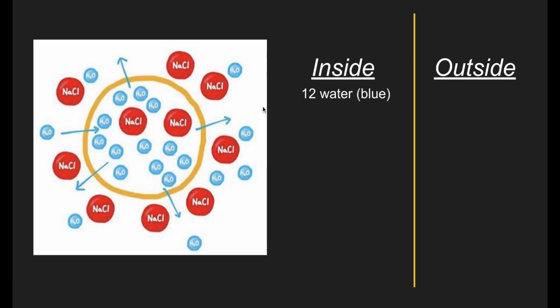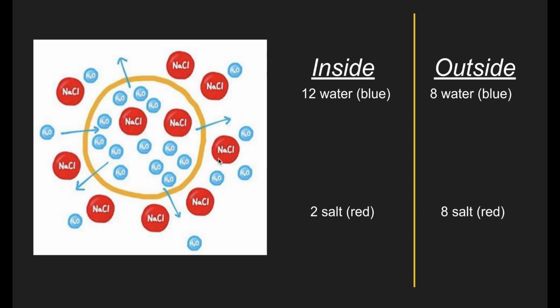Right now, inside the cell, there are 12 water molecules. That's the blue dots. And inside the cell, you have 2 of these red dots. They represent salt. So I have 12 water molecules inside and 2 salts on the inside. Okay, let's do the outside now. So outside, you have 8 water molecules, 8 blue dots, and 8 salt molecules, so 8 red dots.